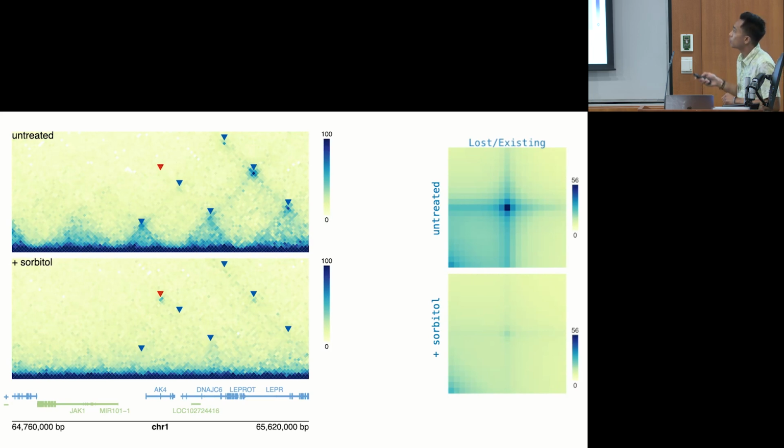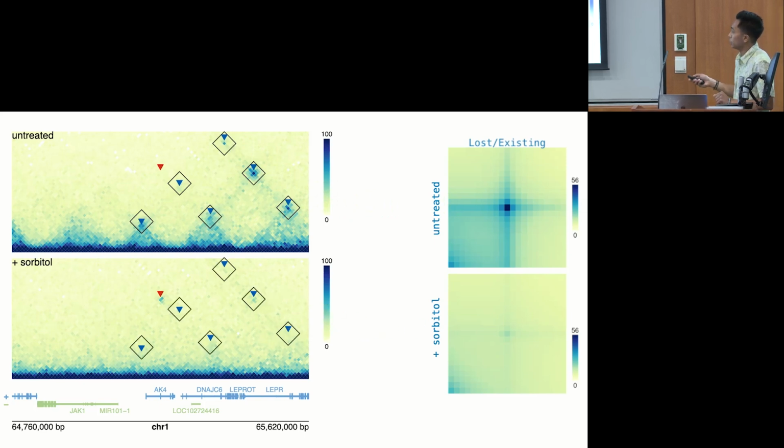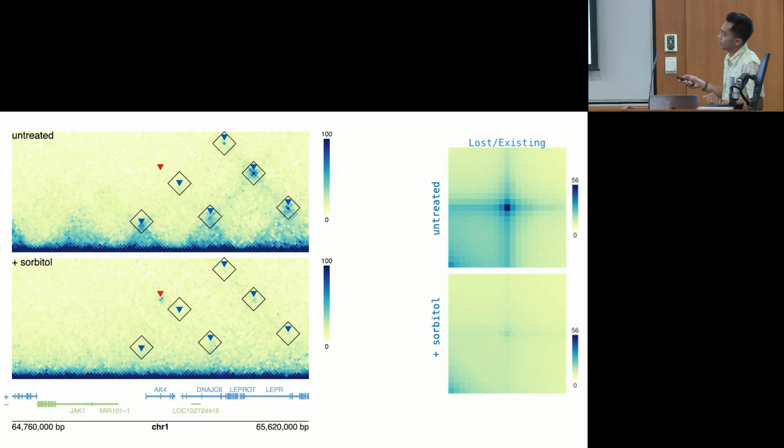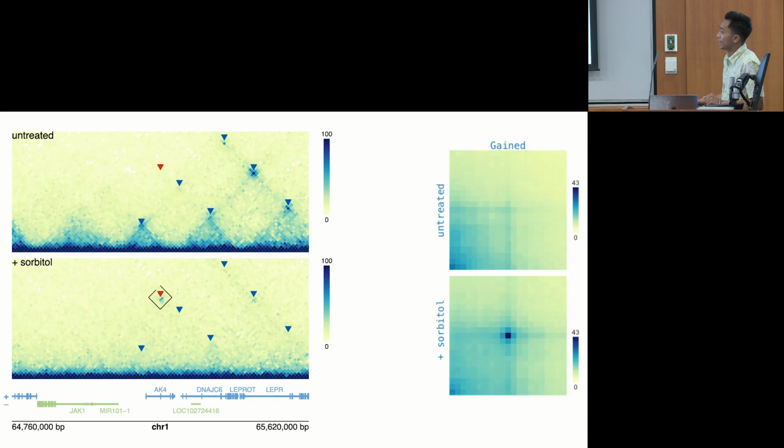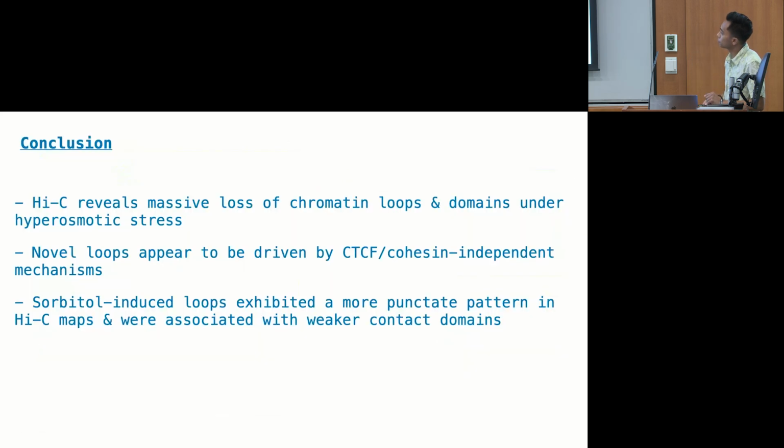What we do in these plots is we take all the loops that were found in the untreated condition and pile them all up. And we do the same thing in the treated condition. So you can see that the loops that were present in the untreated condition are not present after treatment. We do the same thing for our gained loops. So for loops that were present in our treated condition, we know that they're not present in our control condition. And this shows a true differential across treatments.